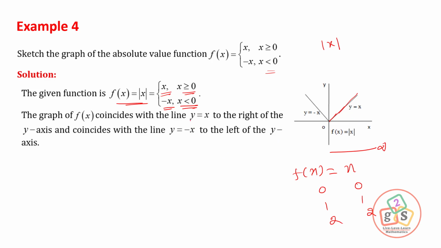Similarly, on the negative side, f of x is minus x. When x is 0, f of x is 0. When x is minus 1, f of x is plus 1. When x is minus 2, f of x is plus 2. So the points are 0 comma 0, minus 1 comma 1, and minus 2 comma 2. We can draw this, and we get this. So this is the graph of the absolute value function mod x.